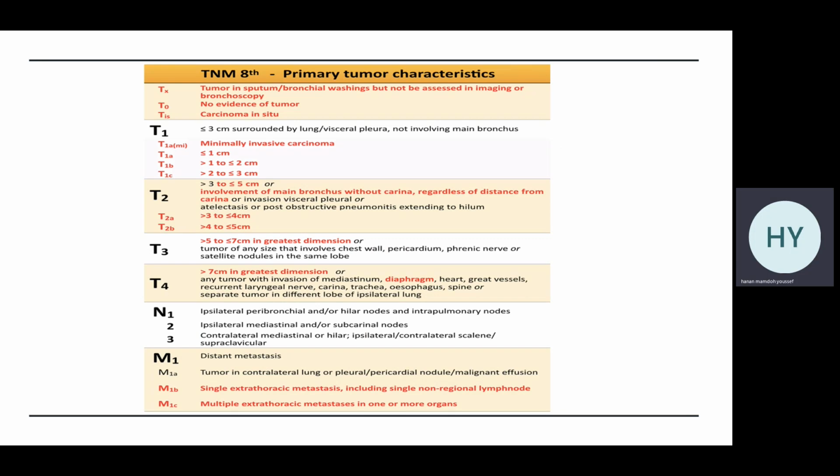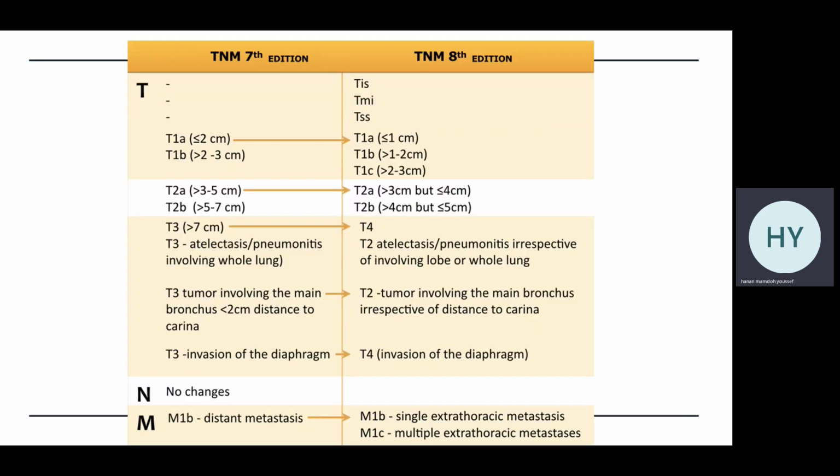So the TNM staging. I know that we've already been studying TNM7 as undergraduates. You probably also have had that. So it's important to know what changes in the TNM in the 8th edition. So I think it's better to see what the differences were. So as you know, there was T1a, T1b. Now they added the Tis, which is carcinoma in situ, and minimally invasive adenocarcinoma.